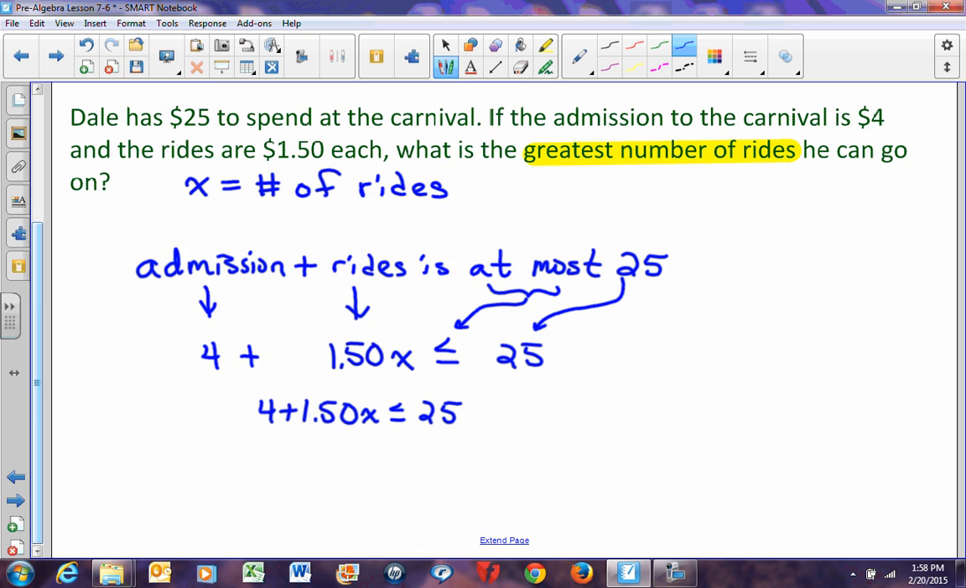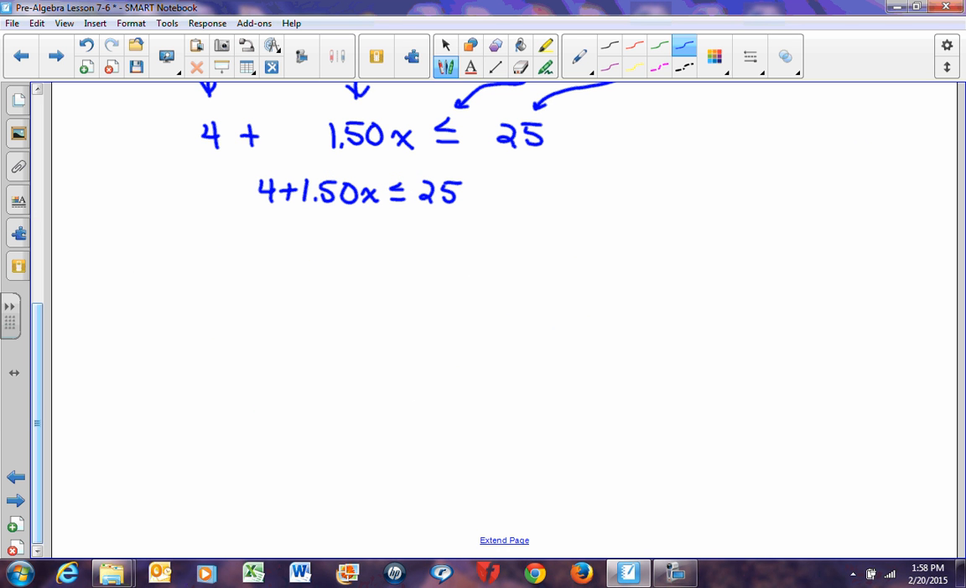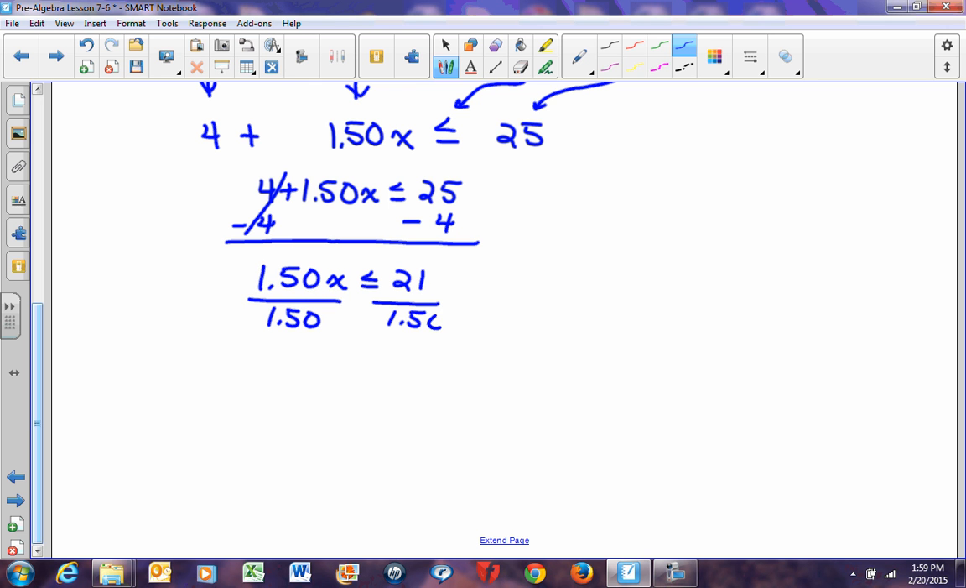Now, to solve this inequality, I need to get rid of anything added or subtracted. So the first thing I have to get rid of is 4. So subtract 4 from here, and subtract 4 from here. These will cancel, and I'll get 1.50x is less than or equal to 21. Divide by 1.50. I'm dividing by a positive number, so my inequality symbol will not switch. And 21 divided by 1.5 is 14. So, according to this, Dale can go on at most 14 rides.